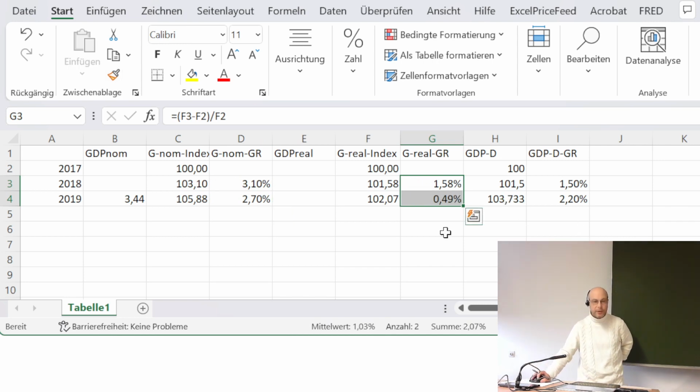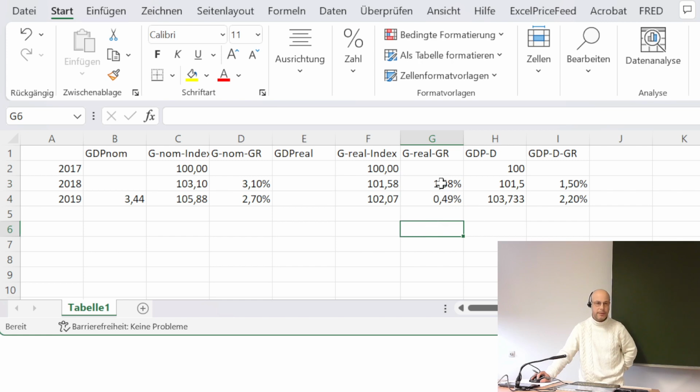So, and what you see here is also, this is the exact calculation. And if we just subtract 3.1 minus 1.5, we would end at 1.6%. So there you see that just taking the difference to obtain the real growth rate, then you make a slight error there, because this is only approximately true. And here also 2.7 minus 2.2 is 0.5, and the exact value is 0.49.